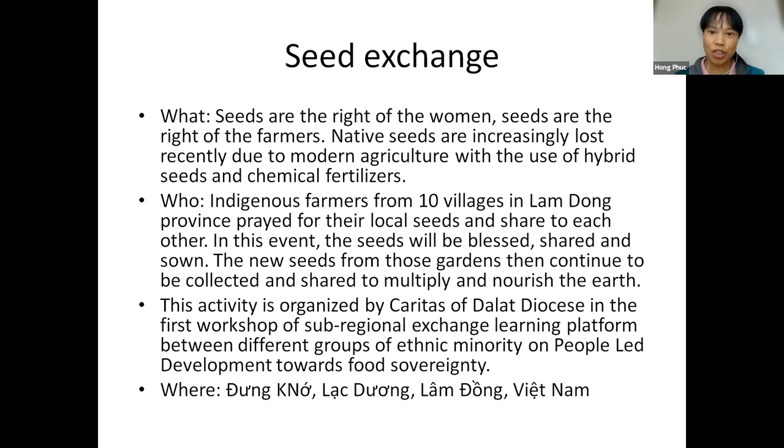This is the seed exchange. What is it? I work with the ethnic minority in our diocese, and in their context, seeds are the right of the women and the right of the farmers. Native seeds are increasingly lost recently due to modern agriculture with the use of hybrid seeds and chemical fertilizer and so on. So the right of the farmers is also lost.